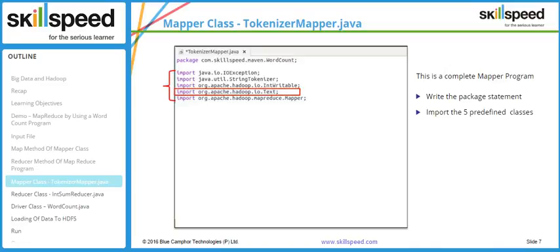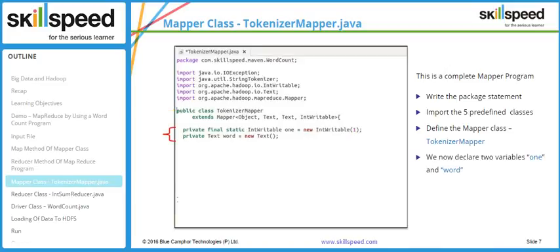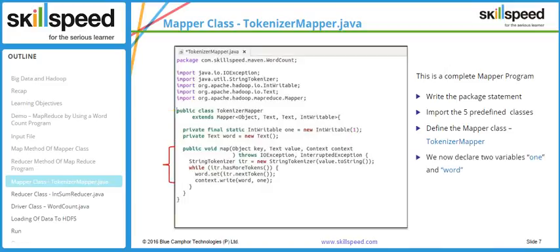And the fifth one is the mapper class. Now next we'll have a look at the mapper class. This is shown by arrow number 3. Now the TokenizerMapper class extends the Mapper class. Now we'll declare 2 variables as you can see from arrow number 4. The first one is called one, which is of IntWritable. The second one is called word, which is of Text type.